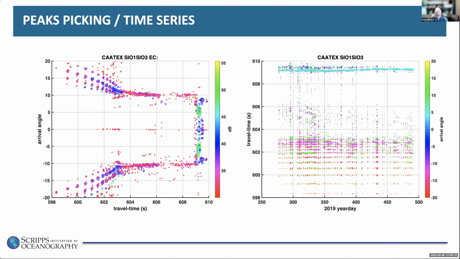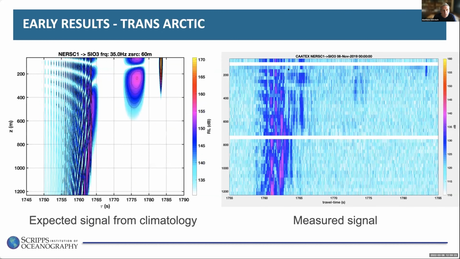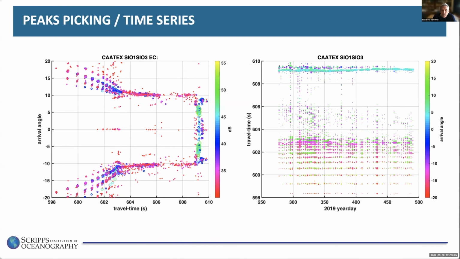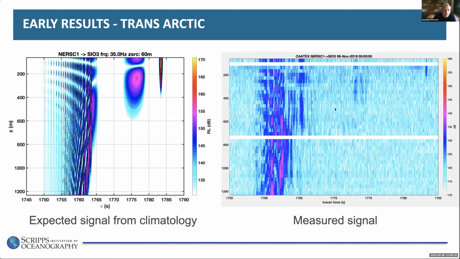So I'm running out of time. I guess the final thing to say is that here's mode 1, here's mode 2, and you can actually make a time series over the year. And then mode 2 is here. Some of the array paths are here. Mode 3 is very scattered, so we'll have to sort out how to use that.